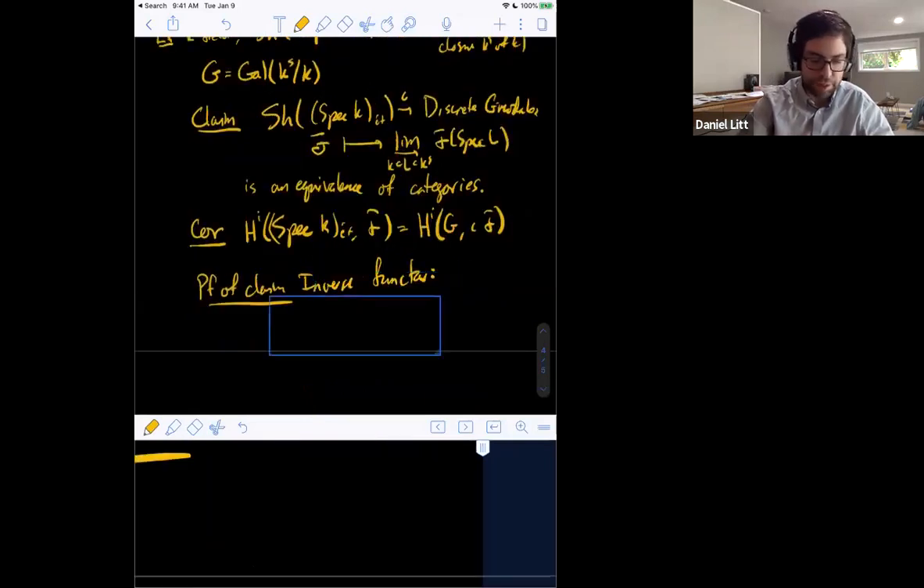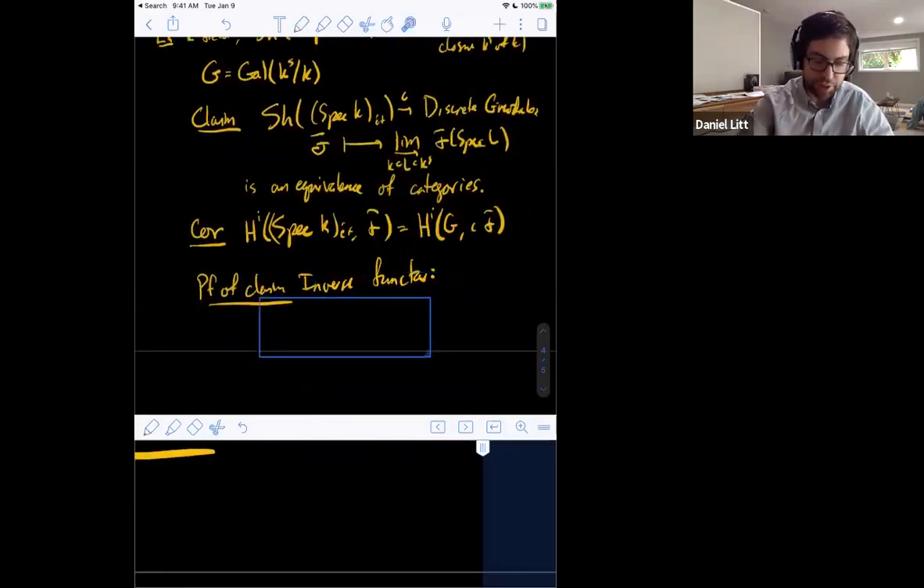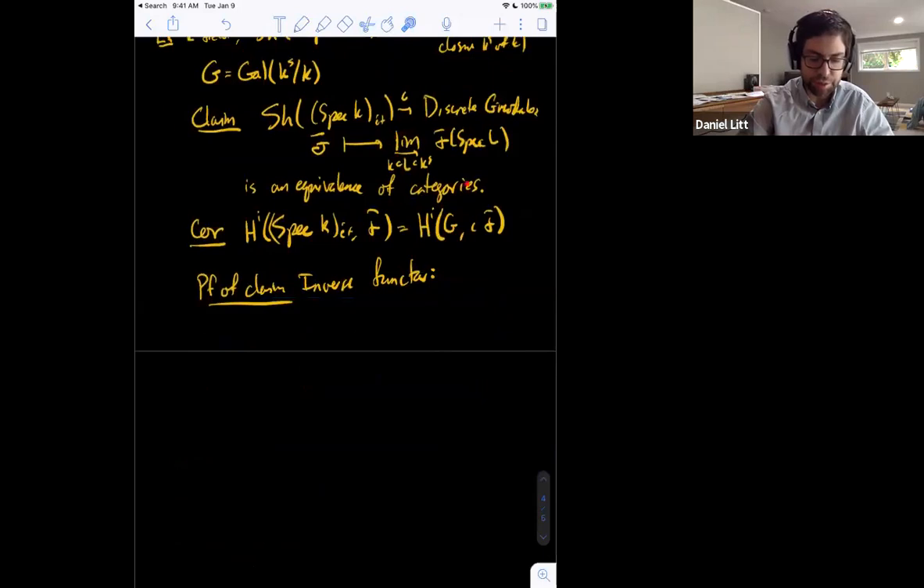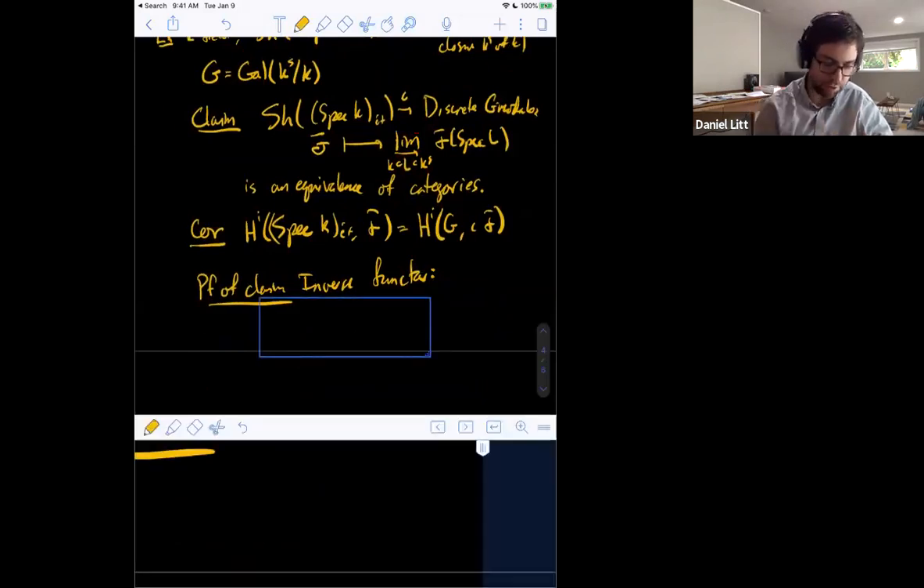Okay, so first of all, maybe let's say why is there Galois action here at all? It's because Galois acts on the diagram of intermediate subfields here. So it acts on the whole diagram that we're taking direct limit of. So that's why we get a G module, and then you should check it's a discrete G module. So what's the inverse functor?